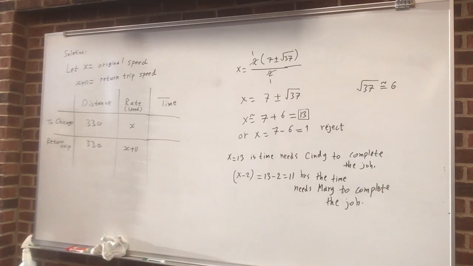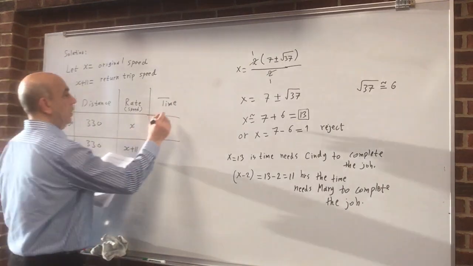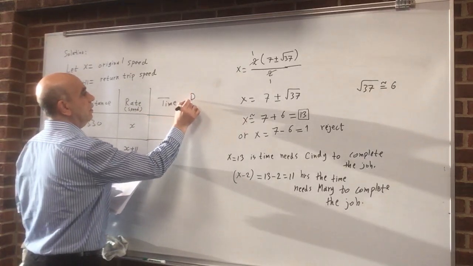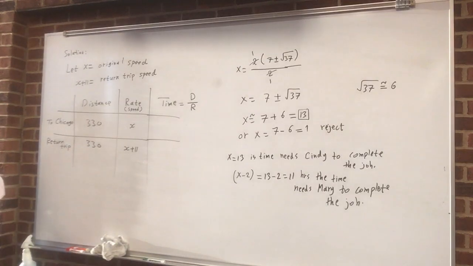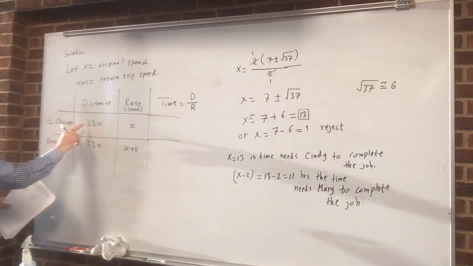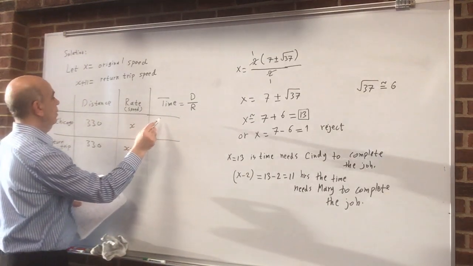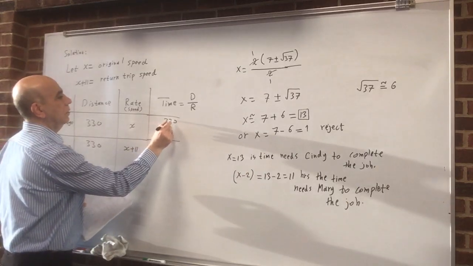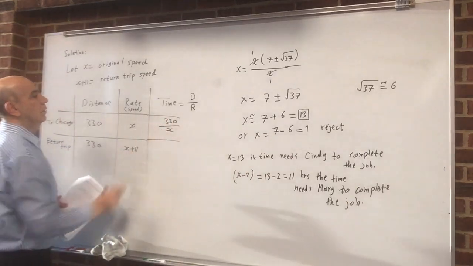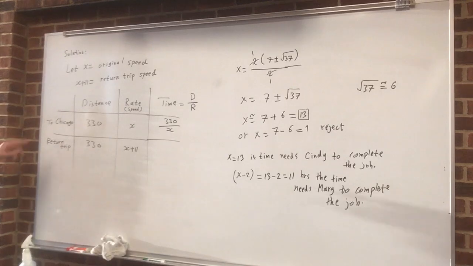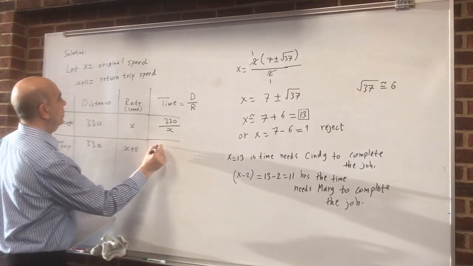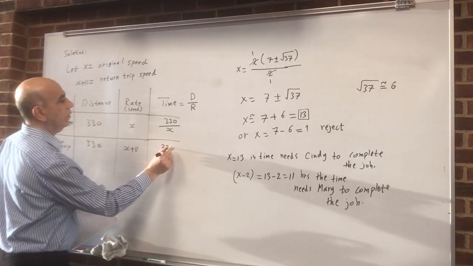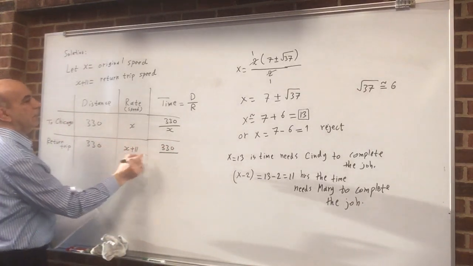Now we know that time equals distance over rate. So divide distance over rate. This is the time needed for going to Chicago. For the return trip, the distance is 330 and the rate is x plus 11.